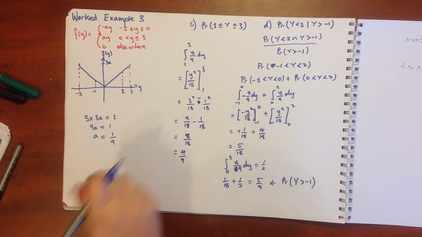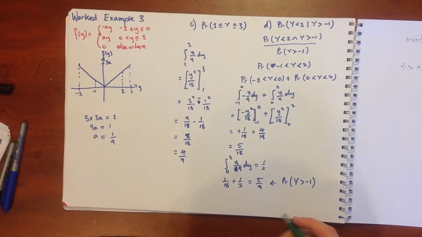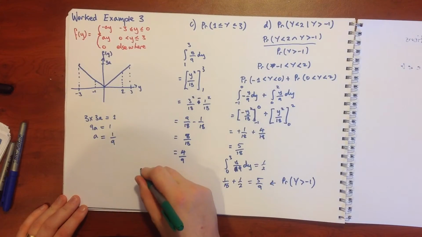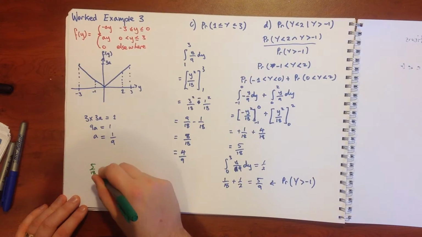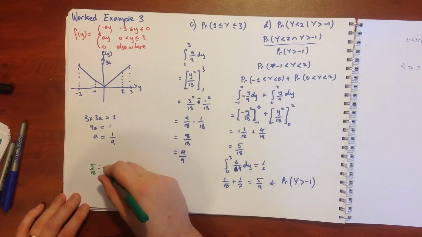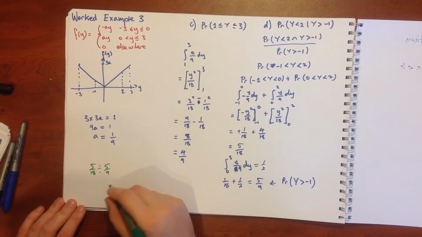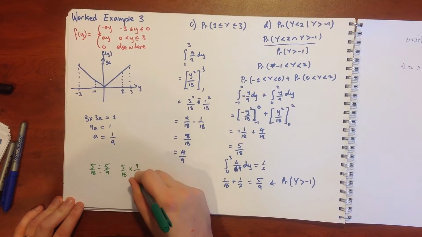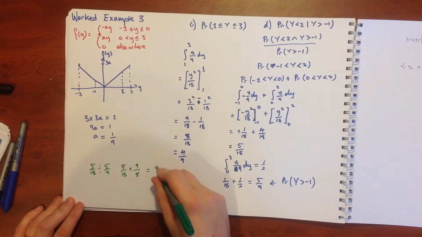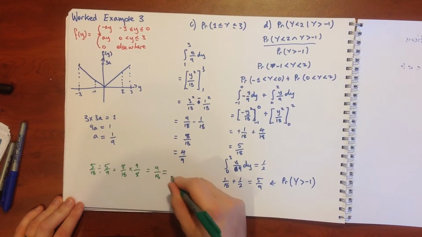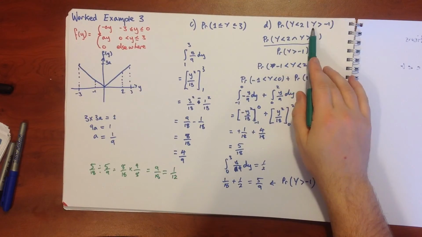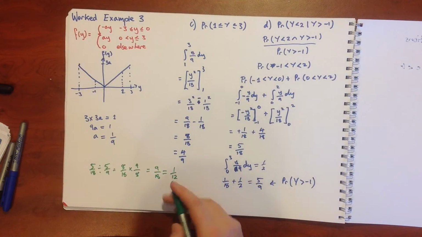So I'll change colours and I'll move across a little bit. To finish it off, what we need to do is say it's our answer from here, our 5 on 18, divided by our 5 on 9. So we flip and multiply: 5 on 18 times 9 on 5. Our 5's cancel out, which gives us 9 on 18, which also gives us a half. So the probability that y is less than 2, given that y is greater than -1, is equal to 1 on 2.